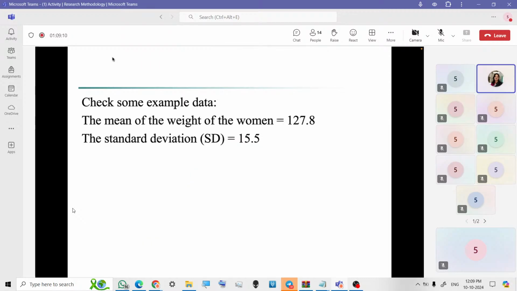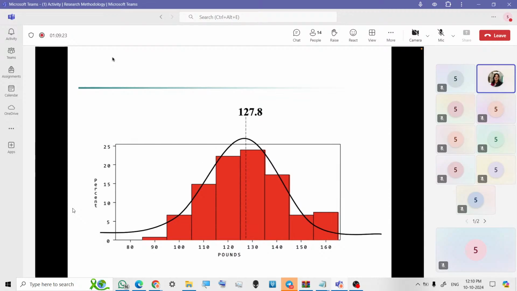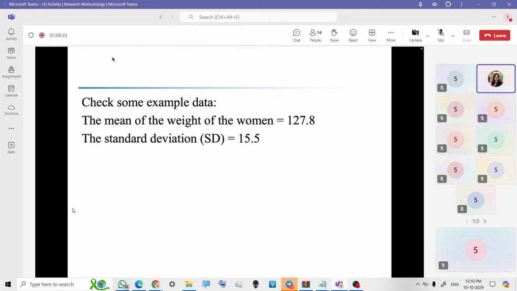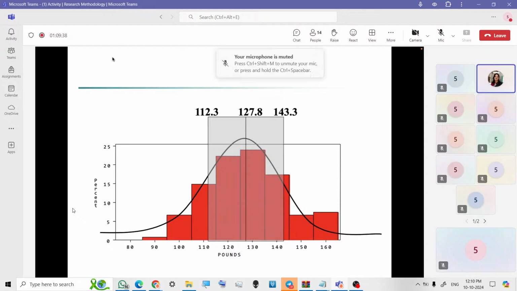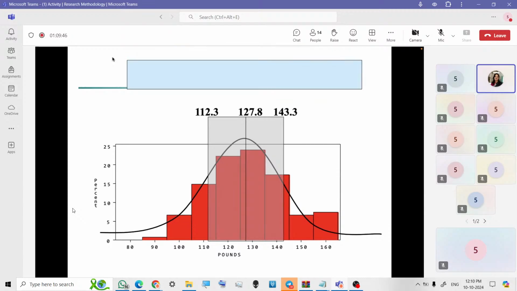One example is given over here. For some sports data, the mean weight of women is 127.8 pounds. The standard deviation is 15.5. So here, 127.8 is the mean value. So 127.8 minus 15.5 and plus 15.5 will come in this particular area. Whatever data is available here, it's 68%. You can calculate the data as well. You will always get 68%.